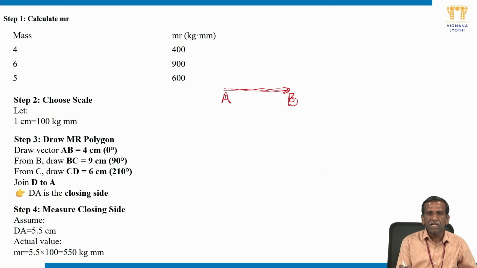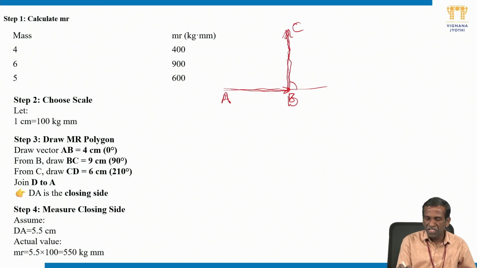For the second mass you have to take 9 centimeters. The MR value of the second mass is 900 kg mm, so 9 centimeters as per our scale 1:100, 1 centimeter equal to 100 kg mm. It is 90 degrees orientation, you need to draw a 9 centimeter line. For the second mass, 90, this must be vertical. Vertical means 90 degrees orientation with the reference line. This is BC we have named. Then the third one is a 6 centimeter line we need to draw with the orientation of 210.